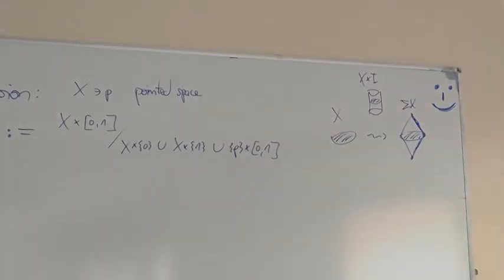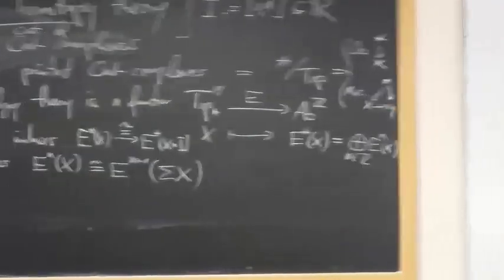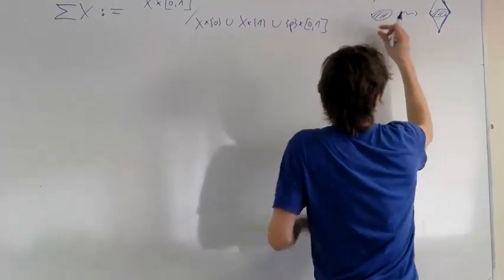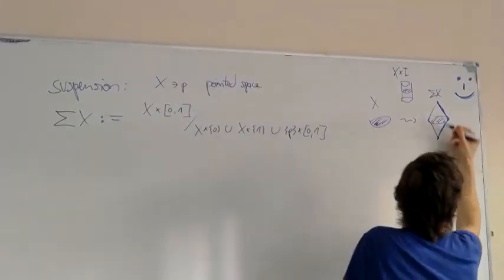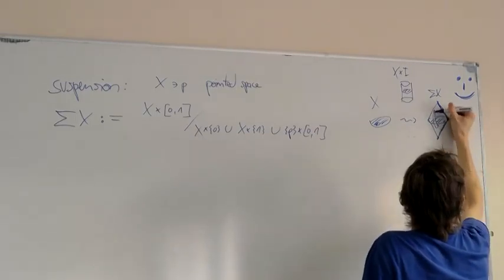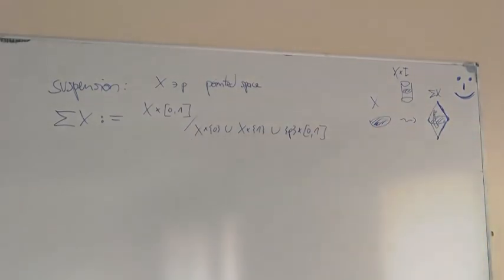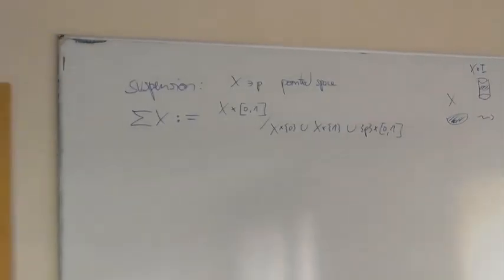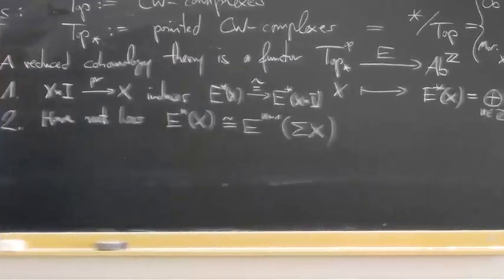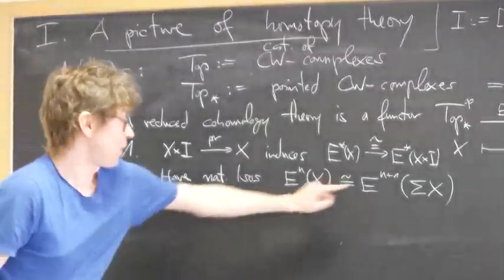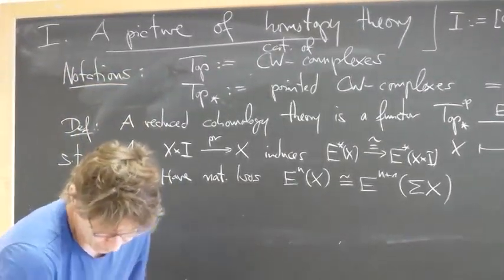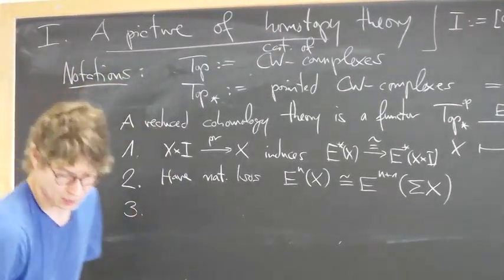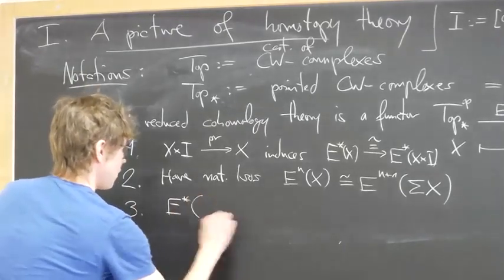And so these E^n, you should think of them as measuring n-dimensional information about my space. So let's say I have an n-dimensional sphere sitting in here, then this will become an n plus one-dimensional sphere sitting in the suspended space. And that's how you should think about this suspension isomorphism. Okay, so for those who don't know singular cohomology, that's something we couldn't talk about in the course of these weeks. But that's the second axiom. We have a suspension axiom. Third. That's the wedge axiom.